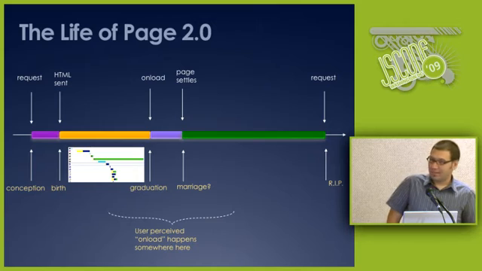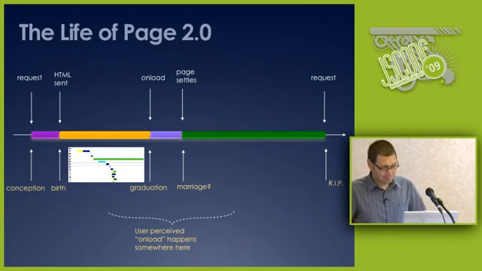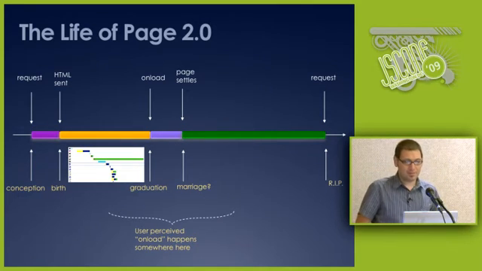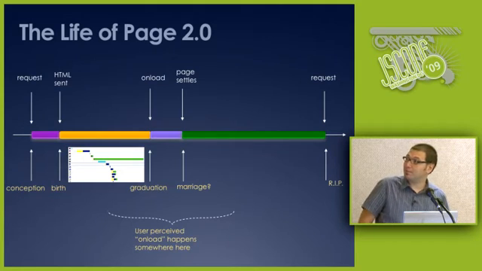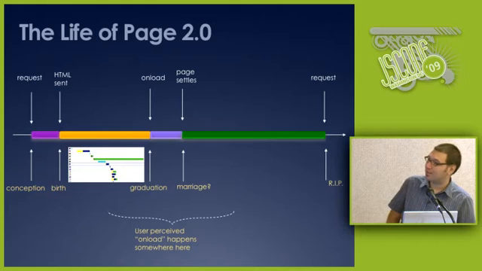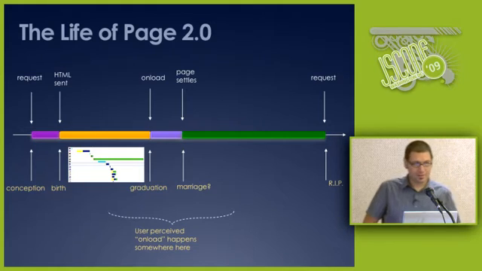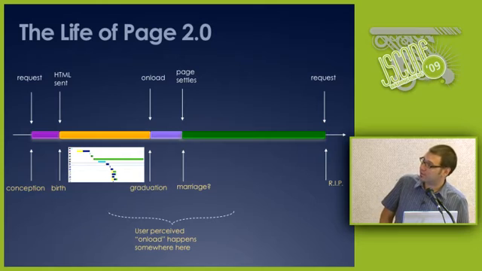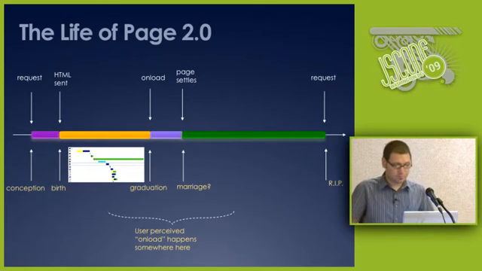So here's a timeline comparison of the life of the typical Web 2.0 page with human life, right? You start with a request, or conception for humans. Then your server sends the HTML, which is kind of like the human birth, right?